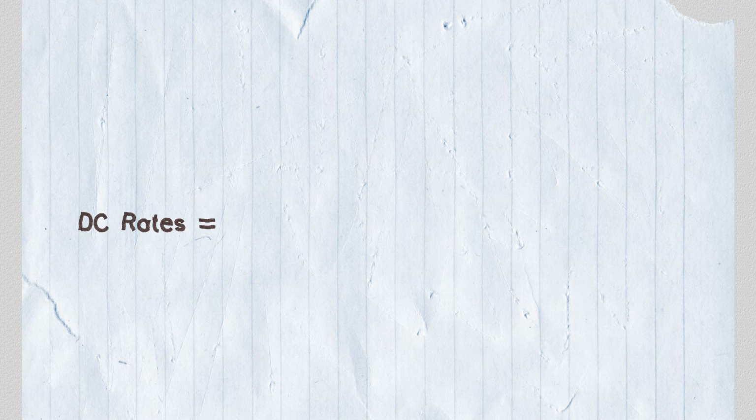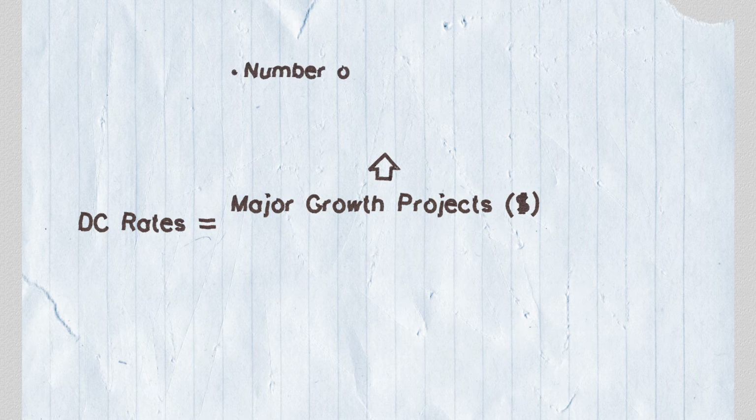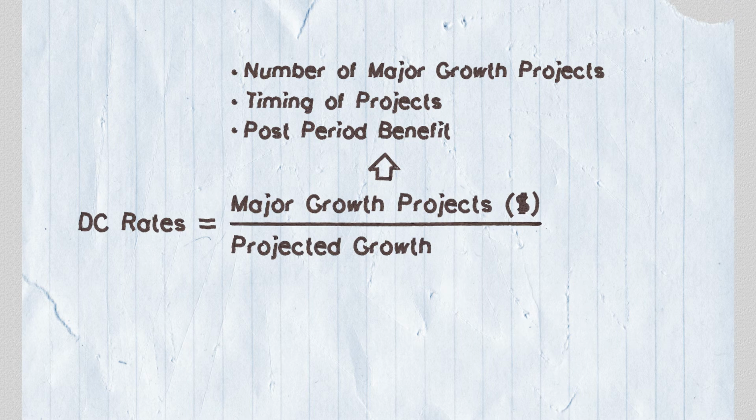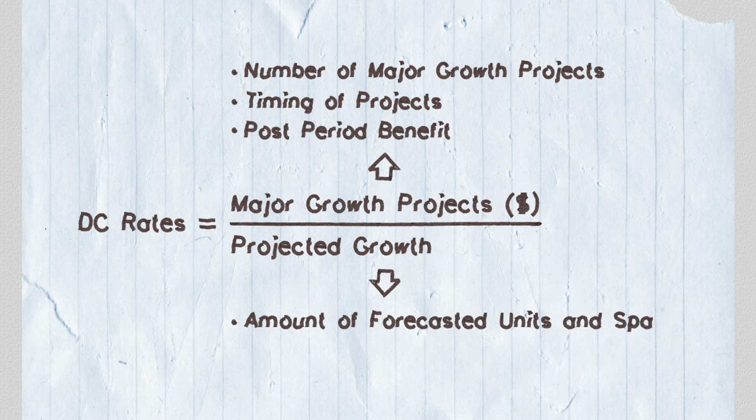The total dollar value of major growth projects, which is made up of the number of major growth projects, timing of projects, and post-period benefit, as well as other factors. This is then divided by the projected growth to be sparked by projects, which is made up of the amount of forecasted units in space and splits by development type. Okay, let's recap what we have learned.